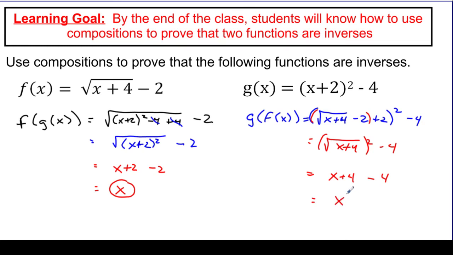Okay? So all of the operations in squareds and square roots and the plus and the minus and the negative 2 and the positive 2, they all cancel each other out. And in both situations, f of g of x and g of f of x, all of the operations canceled. My result was just the variable x.